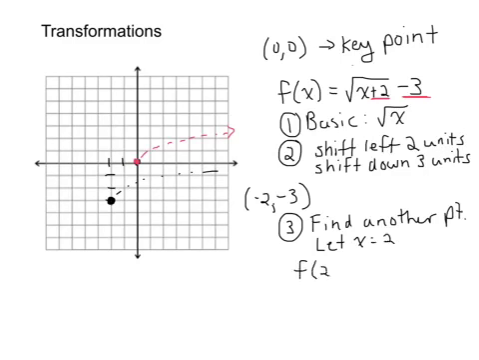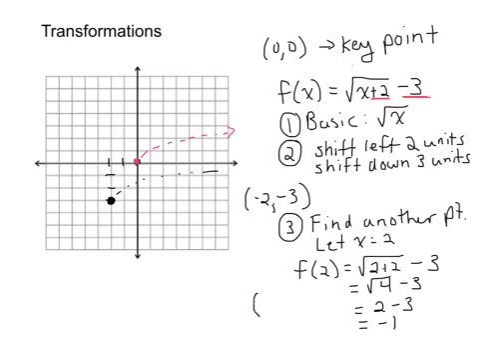So f of 2 is going to be the square root of 2 plus 2, minus the 3. So that's going to give me the square root of 4 minus 3, which is 2 minus 3, which is negative 1. So I've now found a second point, and that point has the coordinates of 2, that's what I plugged in, and a y-coordinate of negative 1.